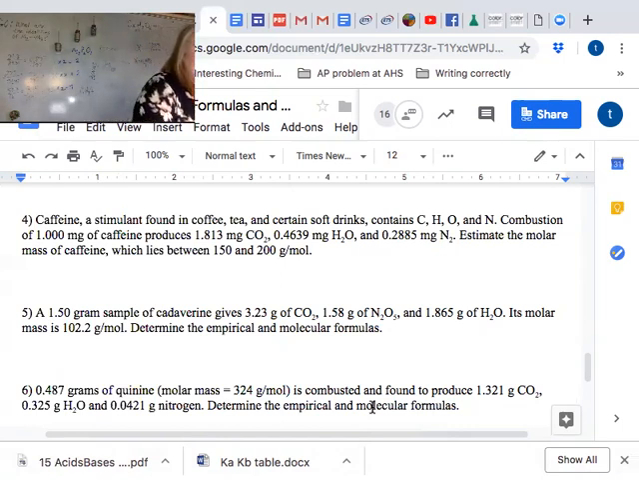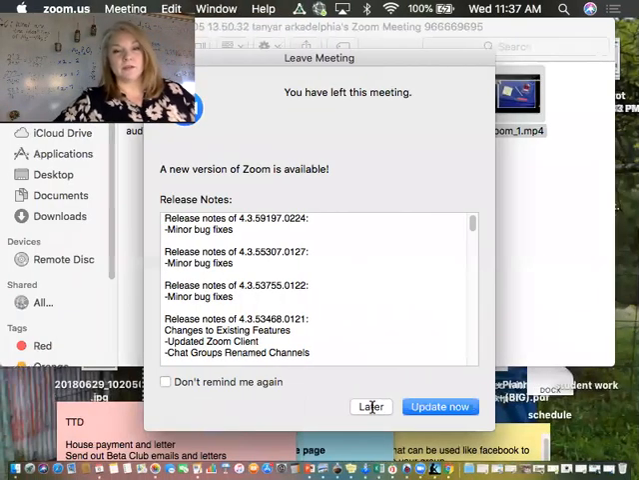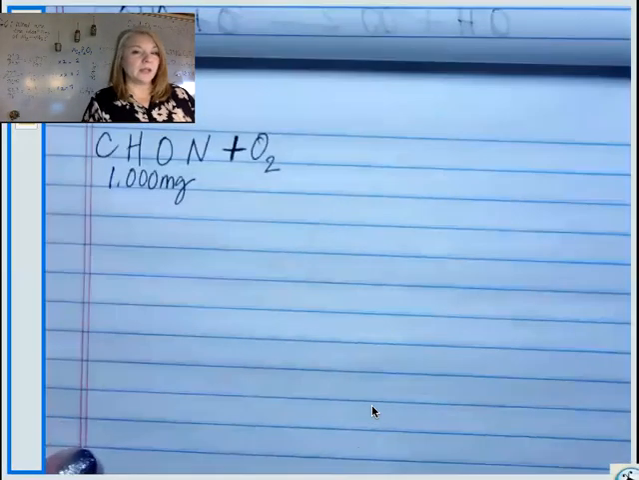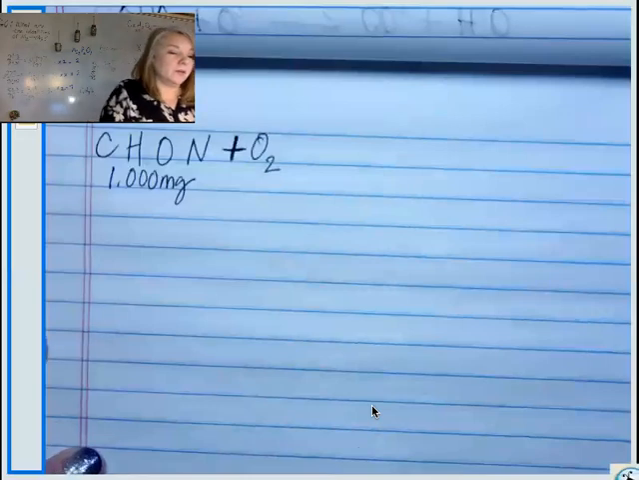Okay, now let's write down all of our givens. This hydrocarbon, which has C, H, O, and N, so you've written down CHON, right? Underneath that, you have 1 mg of it. Now this is going to be burned, so plus O2. Let me show you what I have written down so far: CHON plus O2.